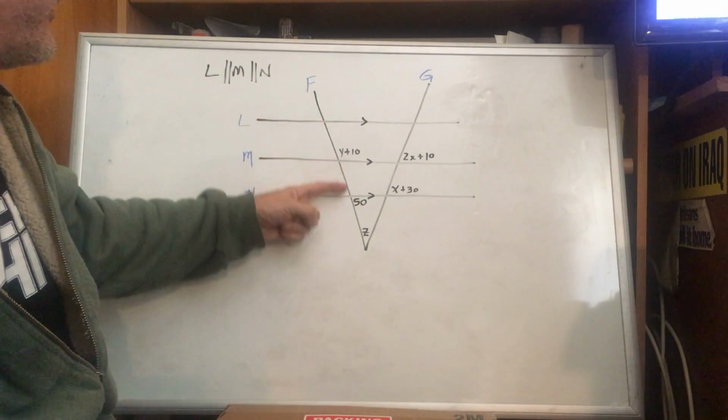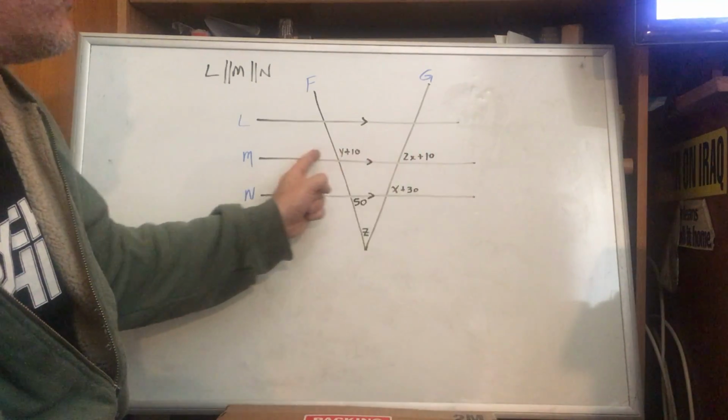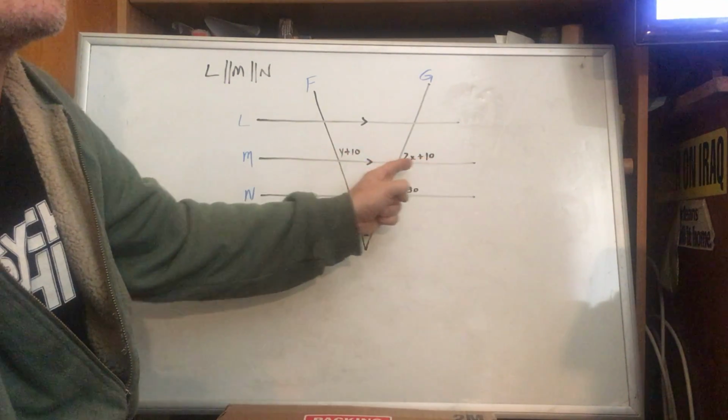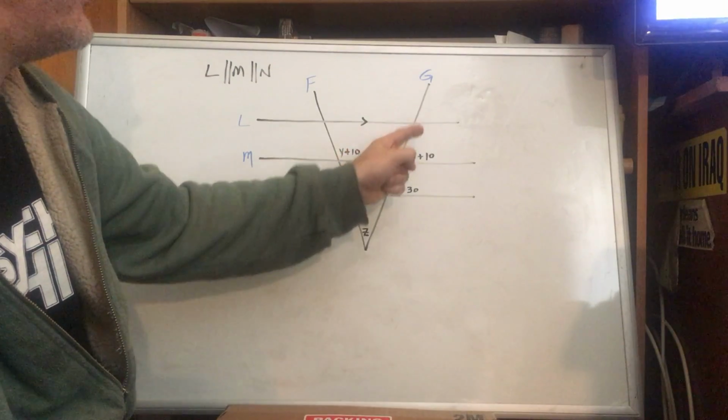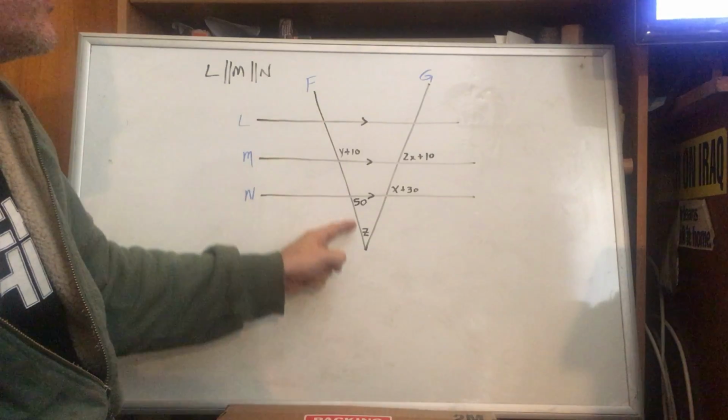Alright, so we can only compare angles relative to the same transversal. So we cannot compare angles left and right. We can only compare angles on the transversal that actually crosses the parallel lines, and that would be line G and line F.